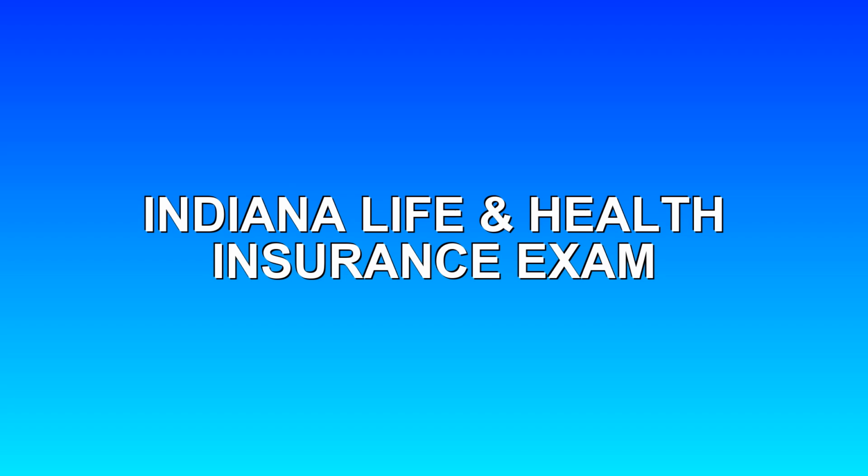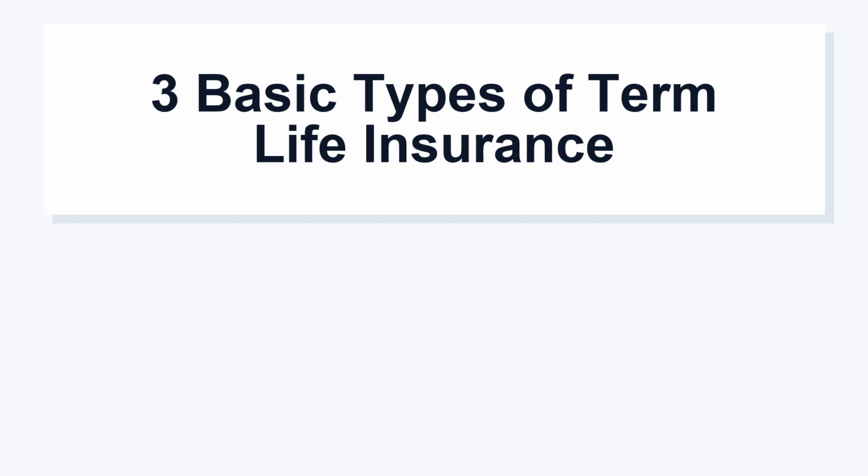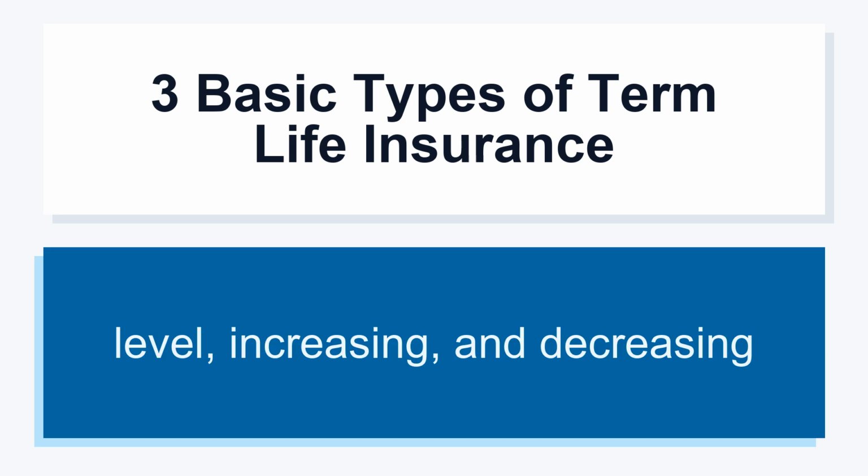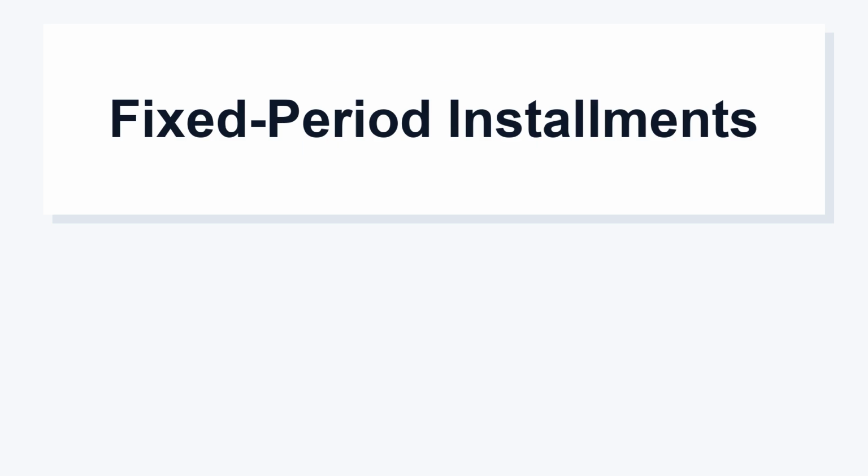Indiana Life and Health Insurance Exam. 3 basic types of term life insurance: level, increasing, and decreasing. Fixed period installments.